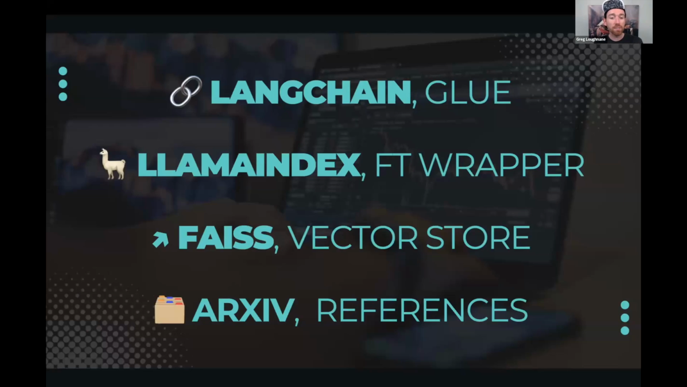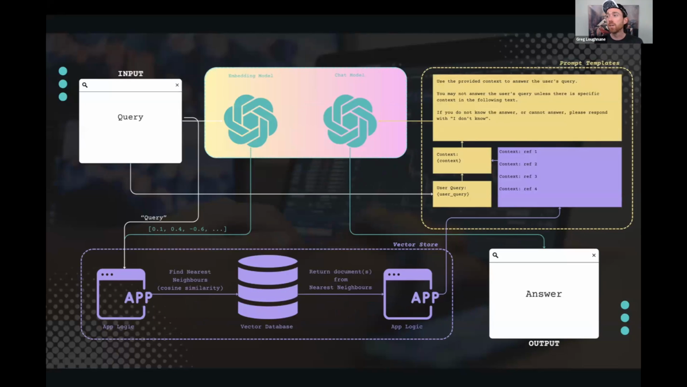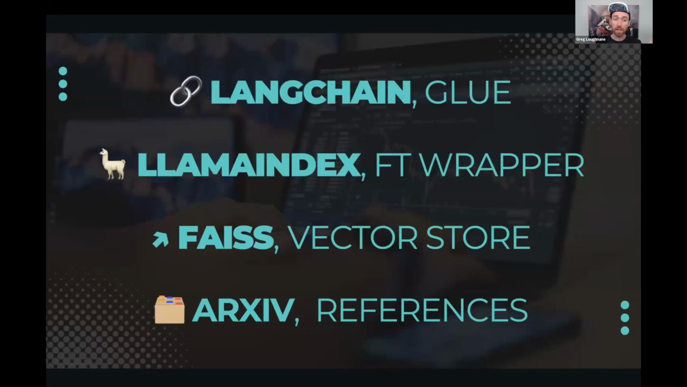The way that we're connecting all of this together, as we talked about, is we're using LangChain as the glue to piece it together exactly the way we saw before. We're using Llama Index as a fine-tuning wrapper for the chat model, as Chris just showed. And we're using FAISS as a vector store. We're also going to leverage the built-in tooling within LangChain to connect to arXiv. So we've got LangChain, Llama Index, FAISS, the Facebook AI Similarity Search, and arXiv.